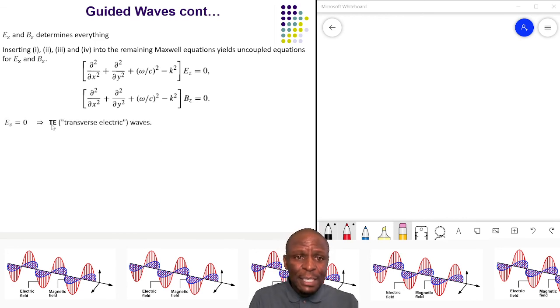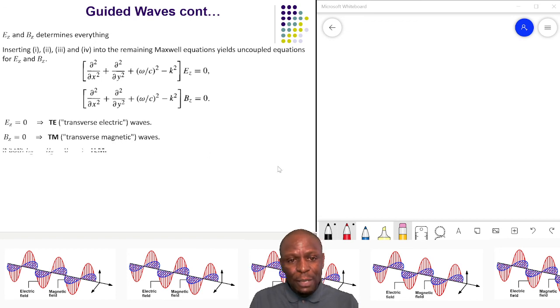Now, if Ez is equal to 0, we call them transverse electric waves. If Bz is equal to 0, we call them transverse magnetic waves. And if both are equal to 0, we call them transverse electromagnetic waves.